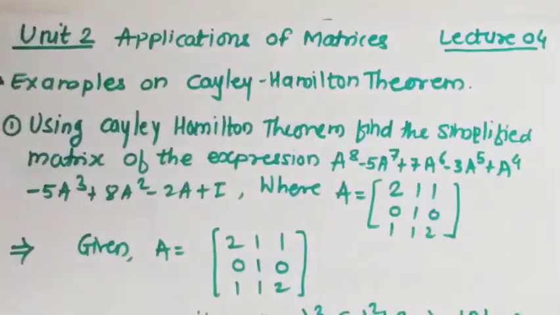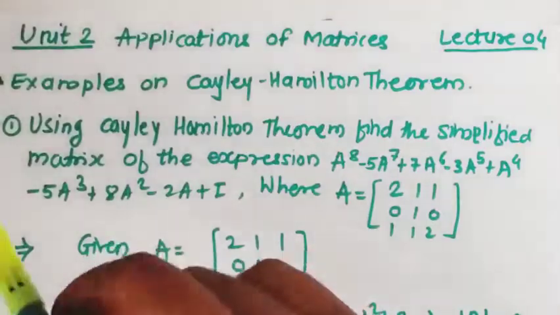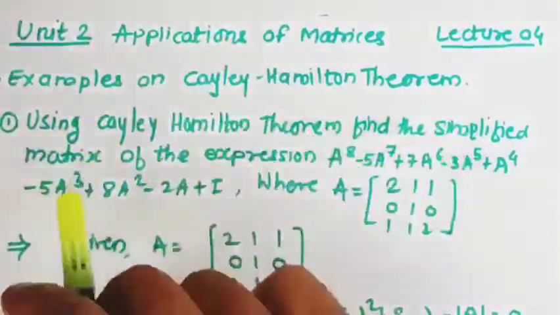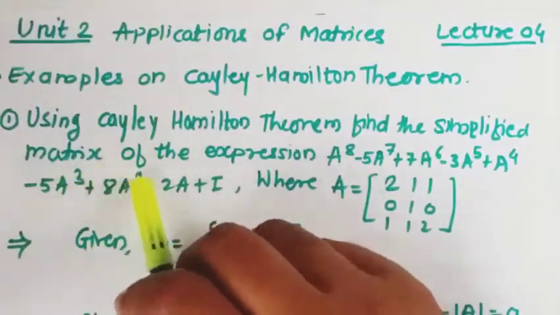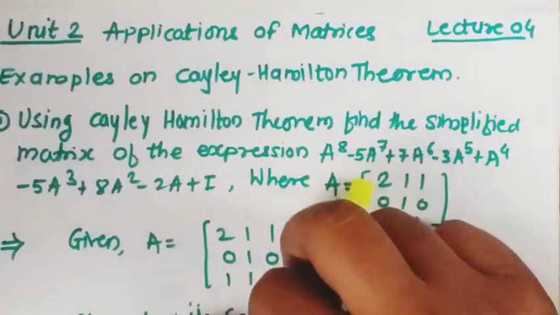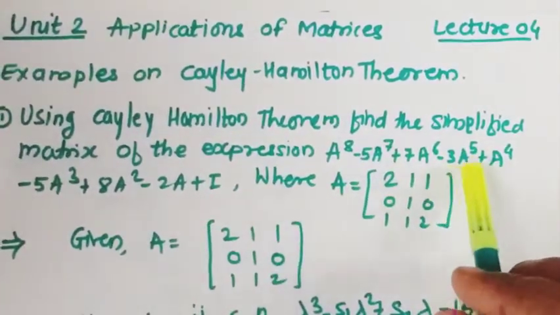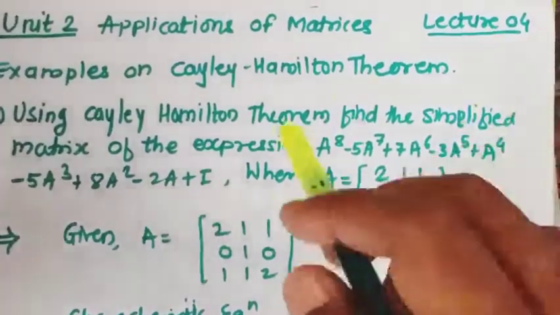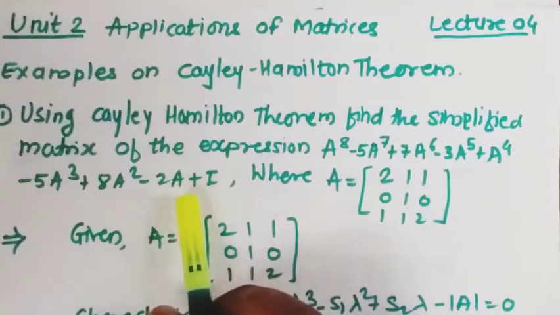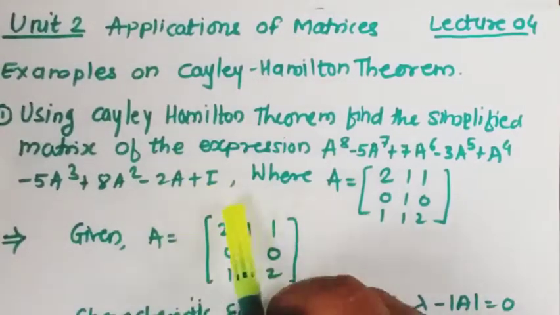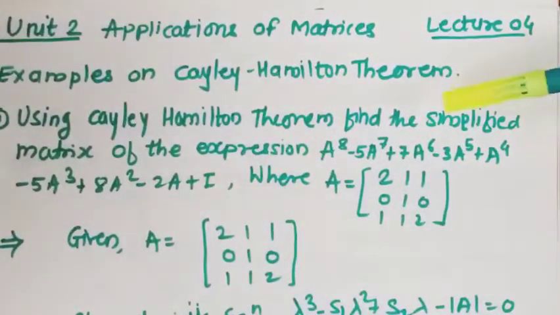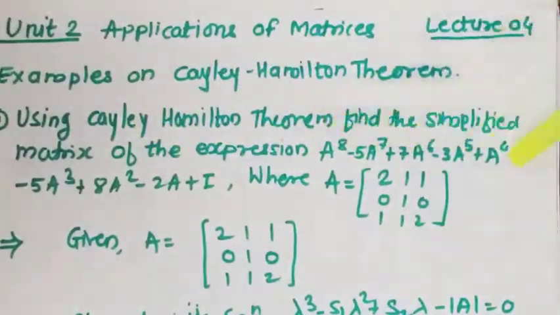Now another type of problem that may be asked to you on Cayley-Hamilton theorem is of this type. Using Cayley-Hamilton theorem, find the simplified matrix of the expression A to the power 8 minus 5 times A to the power 7 plus 7 times A to the power 6 minus 3 times A to the power 5 plus A to the power 4 minus 5 A to the power 3 plus 8A square minus 2 times A plus identity matrix I, where A is equal to this matrix. We need to calculate the simplified matrix for this big expression.